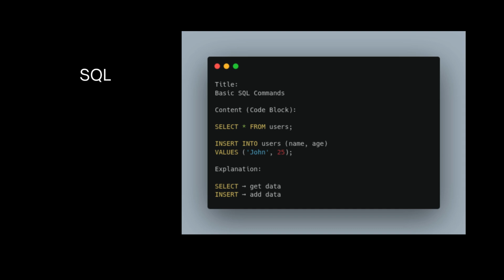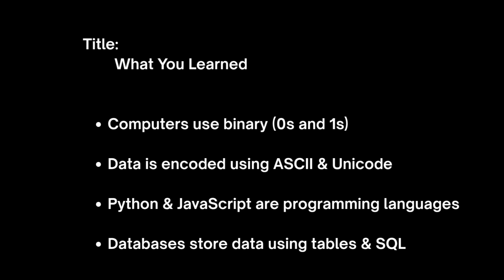Final summary. Let's quickly go over what you've learned. Computers use binary, zeros and ones. Data is encoded using ASCII and Unicode. Python and JavaScript are programming languages. Databases store data using tables and SQL.